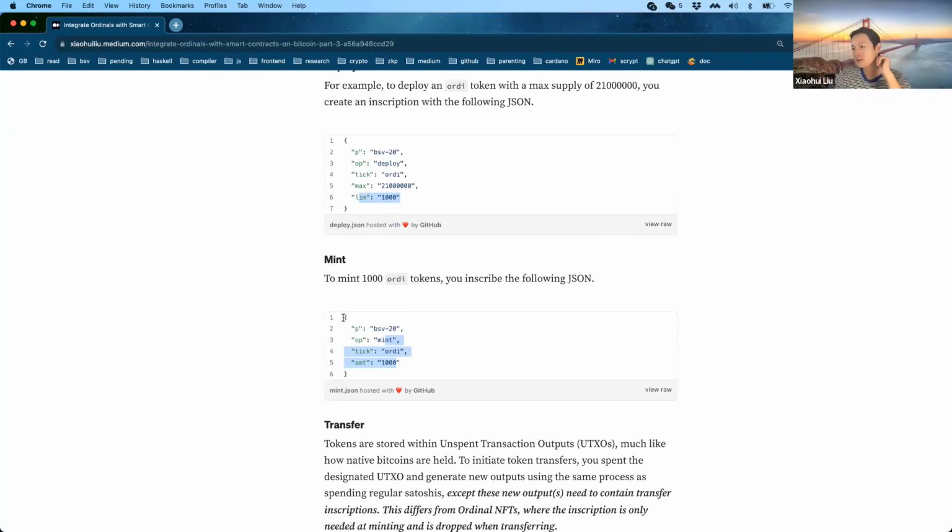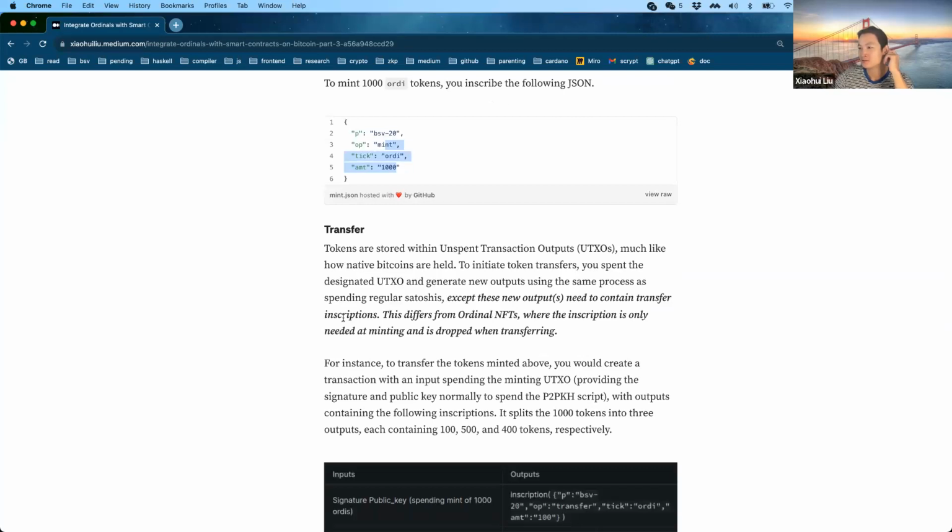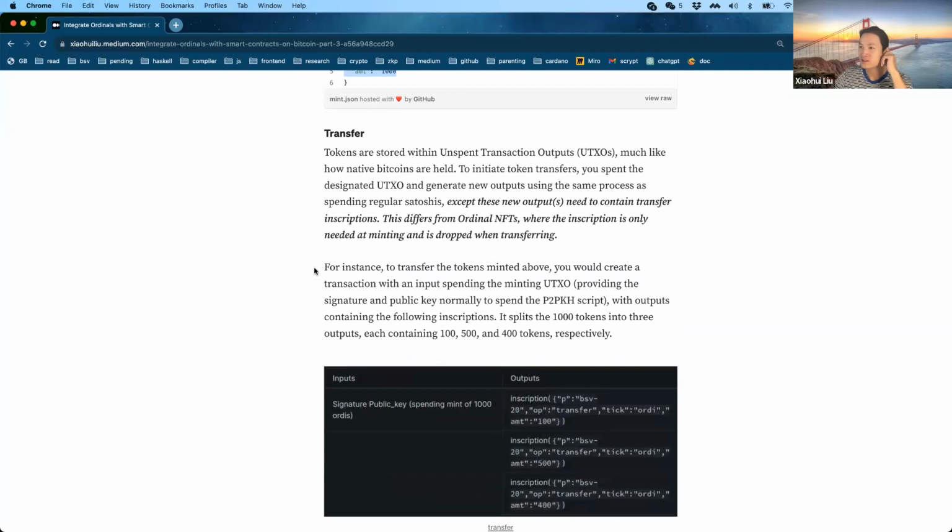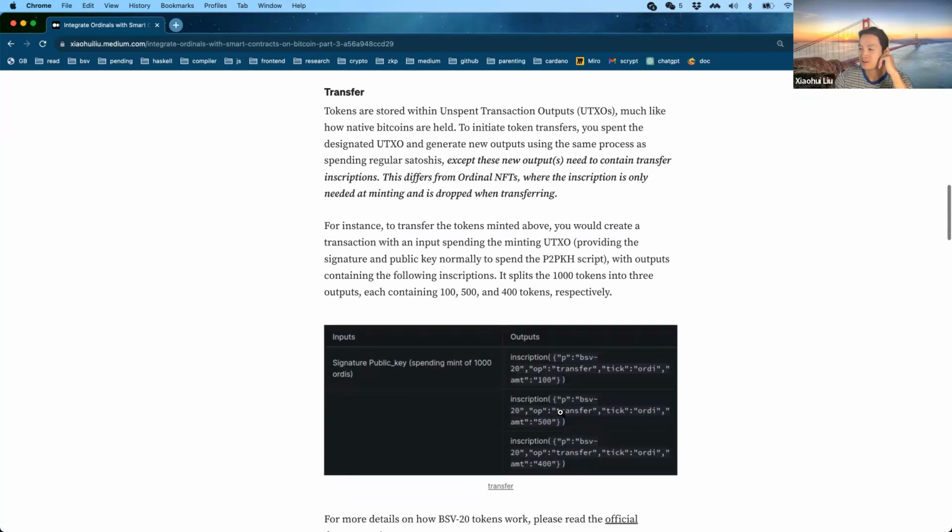So after you mint tokens, next thing, of course, you want to transfer it, right? So that's how it works. The transfer also uses the same idea. It's also based on the UTXO model. So instead of transferring Satoshis, you transfer the BSV20 tokens.